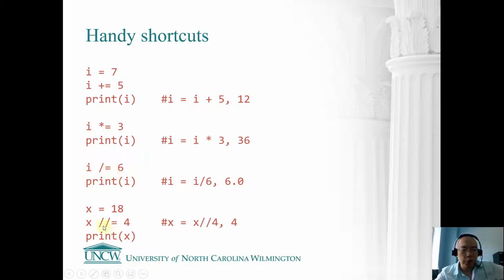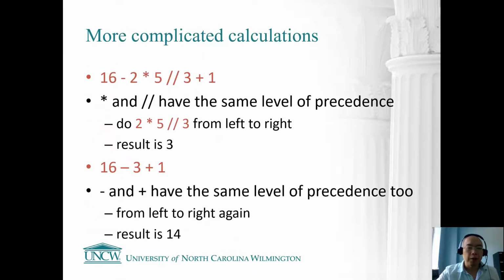And you can also do floor division equals. So 18 floor divided by 4 will give you a 4, so x will have 4 now. So this is kind of a handy shortcut and people use it a lot. And if you really don't like that, you don't have to use it. However, when you see this kind of operators, you need to know what they mean. Okay? So let's move on and talk a little bit more about more complicated calculations.